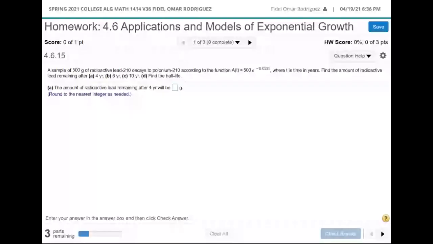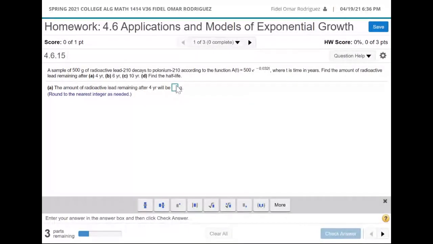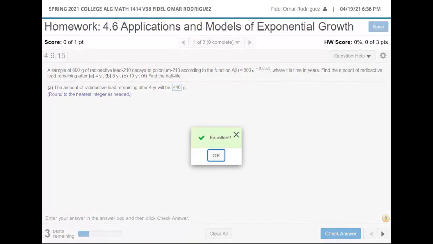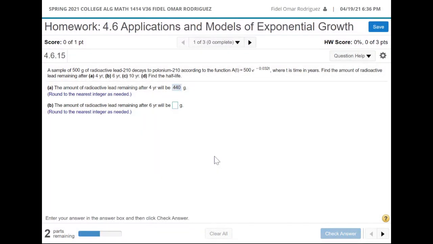So now, if I come back to my actual problem, here we go, I'm going to type in 440 and hit enter, and woo, we got the first part right. Okay, now we're going to do part B. Part B says, what about after 6 years? Okay, so I'll show you how we're going to do that after 6 years.